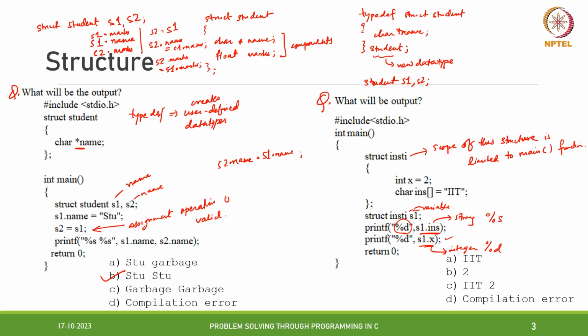So that will give us an error, because %d is used for integer values. It cannot be used for strings. So in that case, you will have an error here, which will basically be saying that %d is not compatible with string. Okay, is it clear?